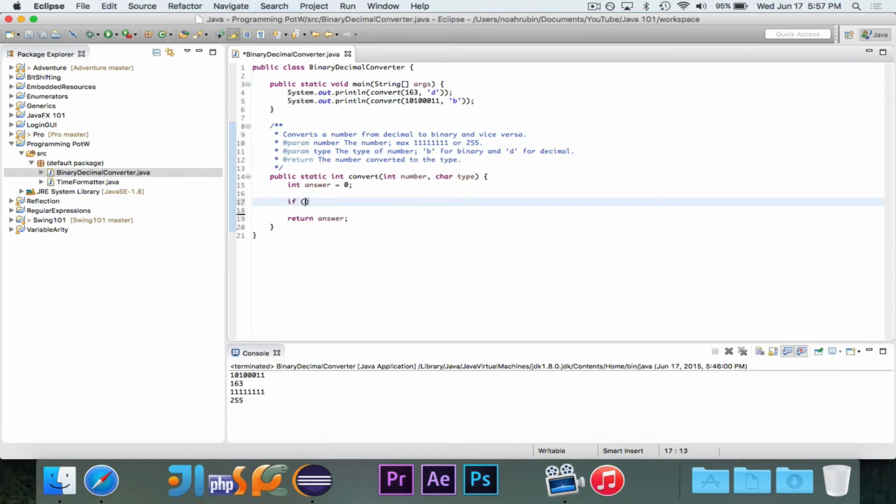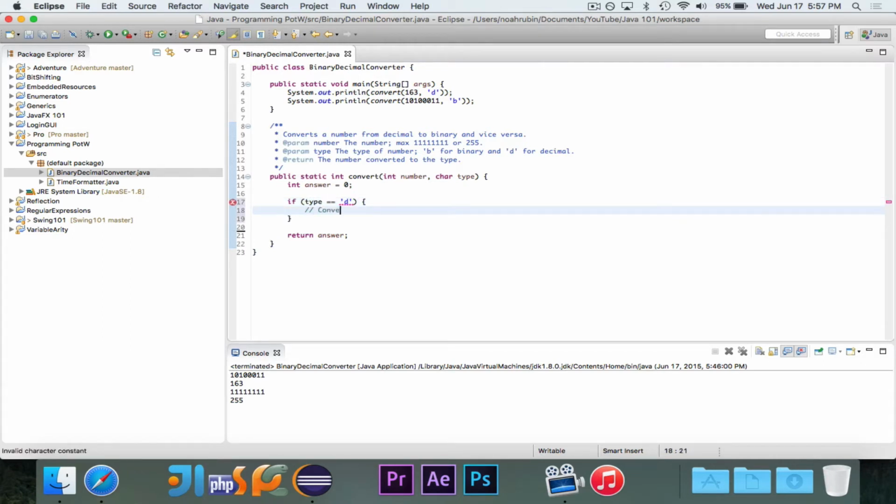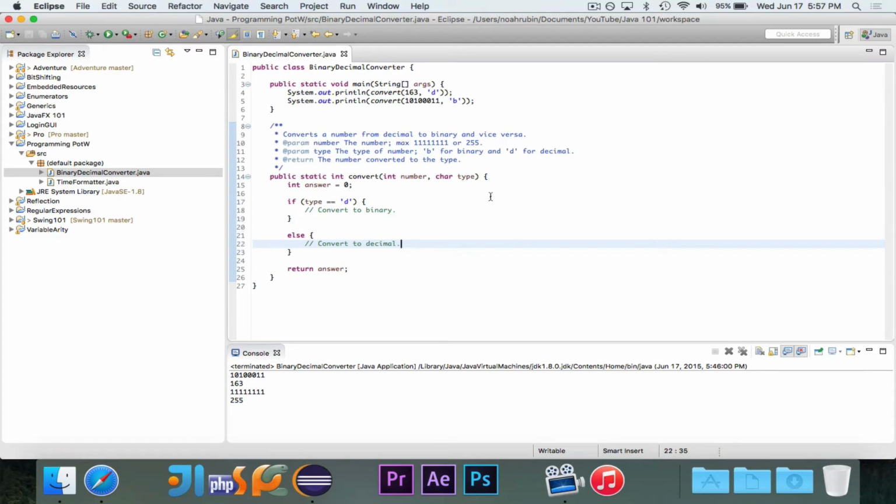So first, we'll just set up our typical if statement. So if the type is D, then we need to convert to binary. If I could spell it right. Here we go. And then otherwise, we need to convert to decimal. And we're just assuming that the type will be either D or B. So let's start with binary.